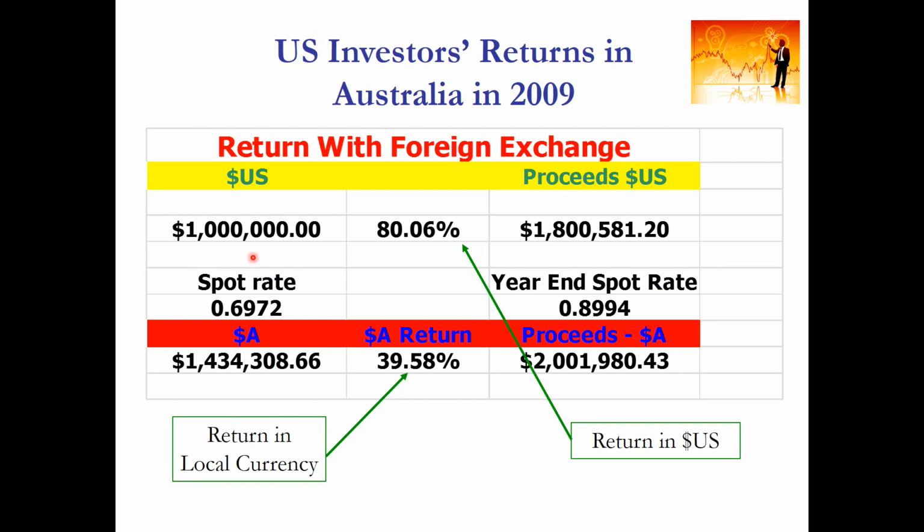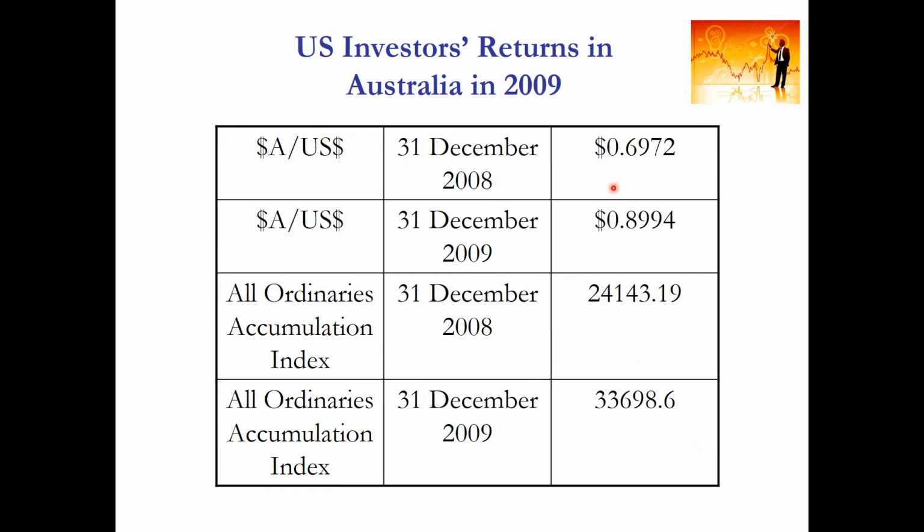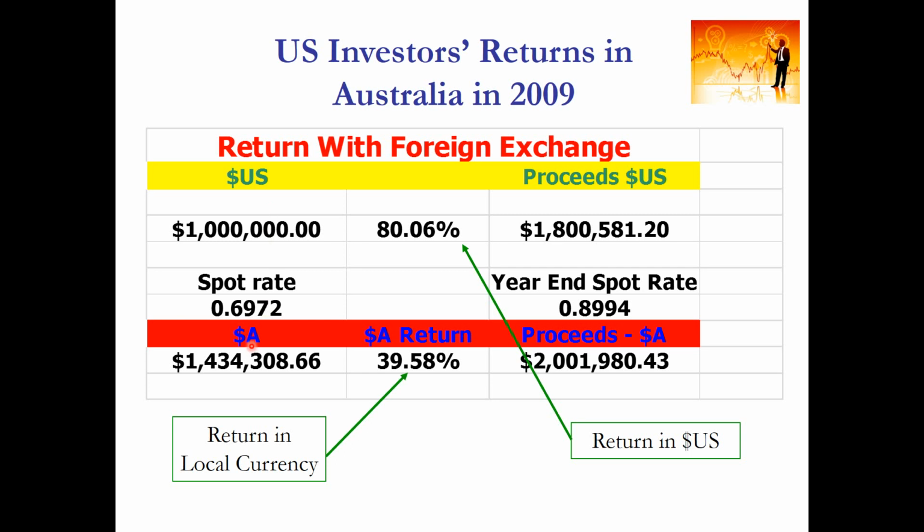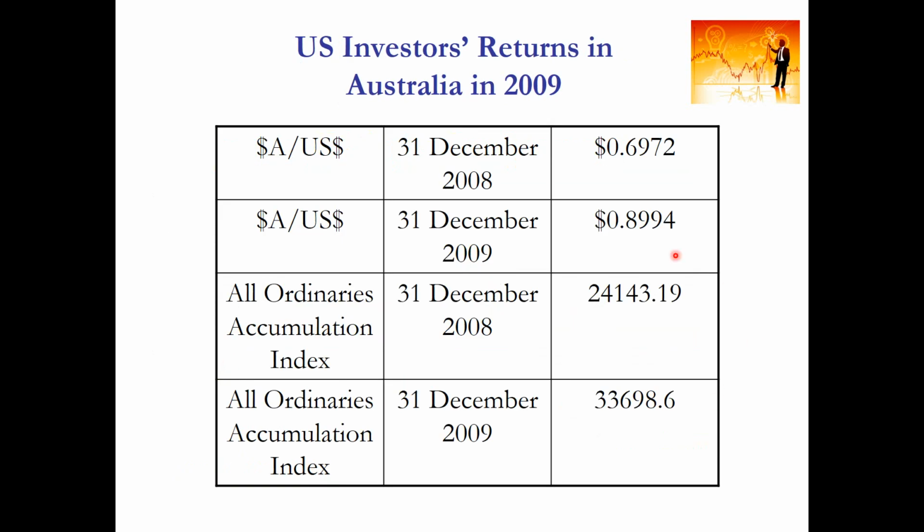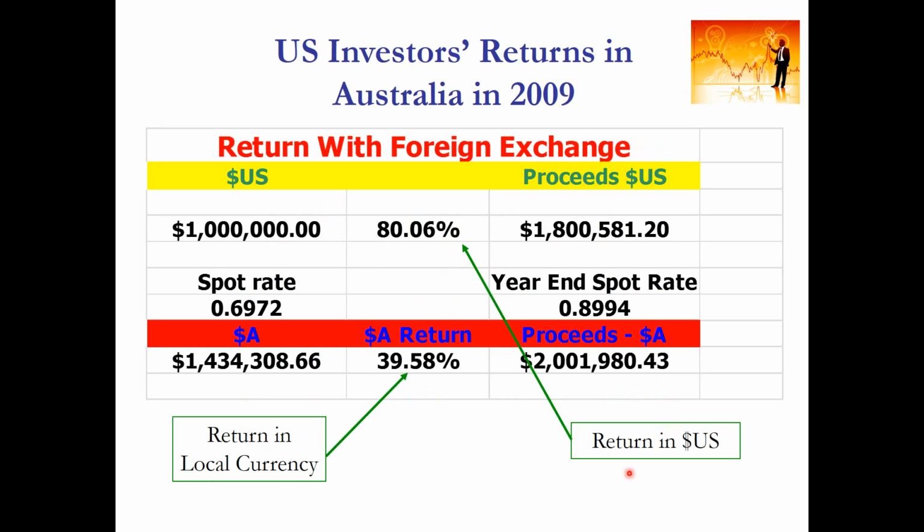Let's say that the US investor starts with an amount of 1 million US dollars to invest. This US dollar amount, first of all, will be converted into Australian dollars using the spot rate at the end of 2008, 0.6972. So using this spot rate, the US dollars are converted into Australian dollars, and the US investor gets 1,434,000 Australian dollars. Now this amount is invested in the Australian market, and as you can remember, the change in the Australian market prices indicates that the US investor can generate a 39.58% return in the local currency.